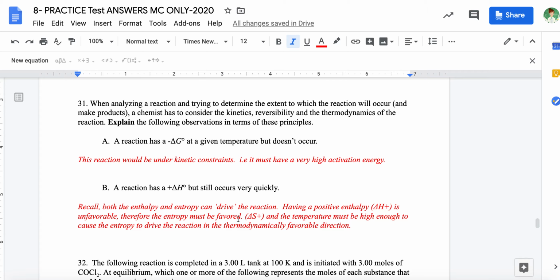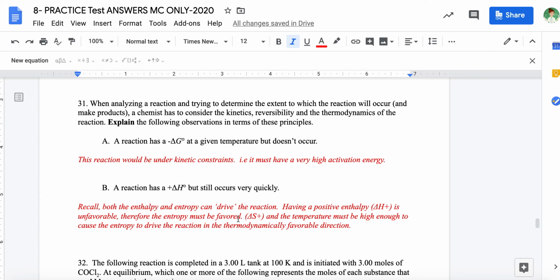All right, 31. Again, we're trying to determine the extent to which the reaction will occur. You have to always think about there's kinetic things that are happening. A reaction could be reversible. There's thermodynamics that could be happening. This idea about reversibility means it could be in equilibrium. If a reaction has a negative delta G but doesn't occur, what could be the reason?